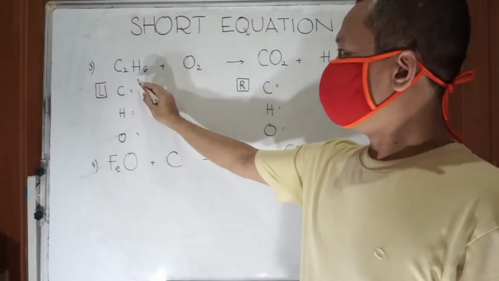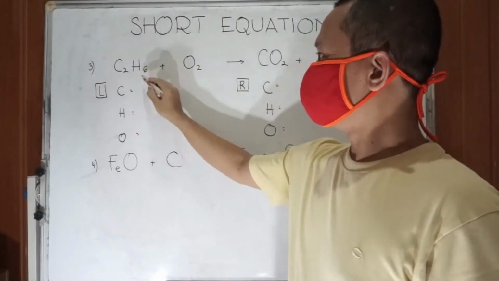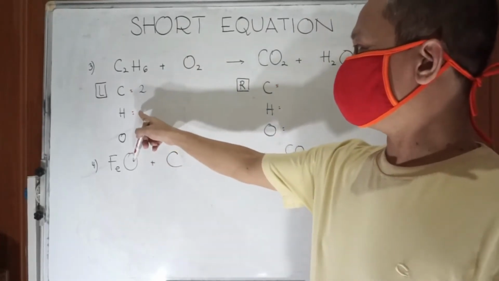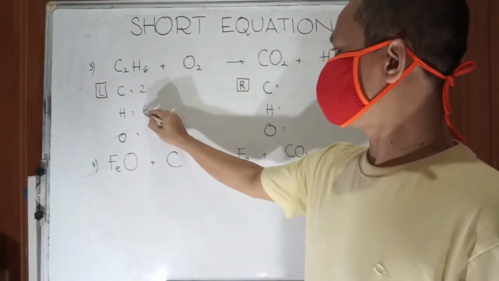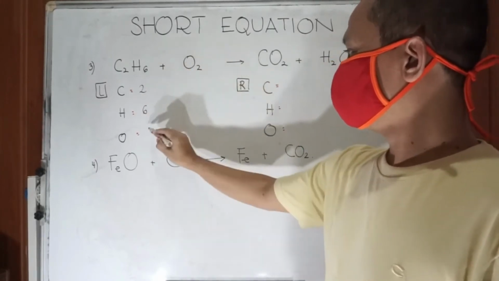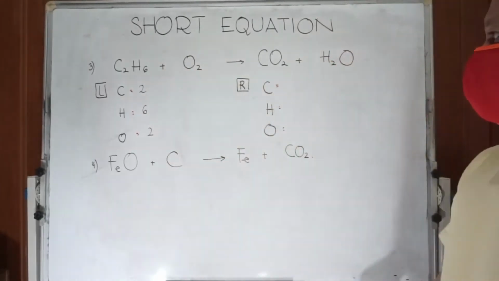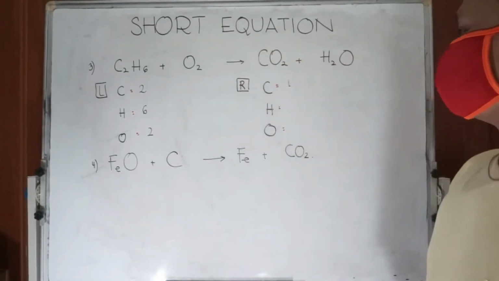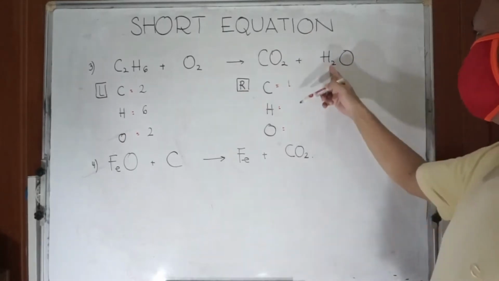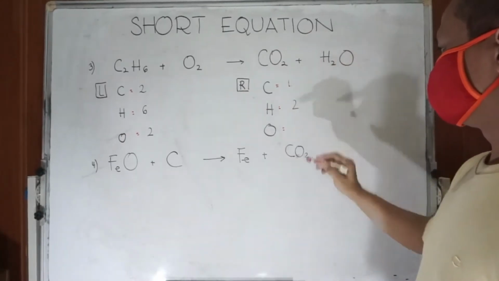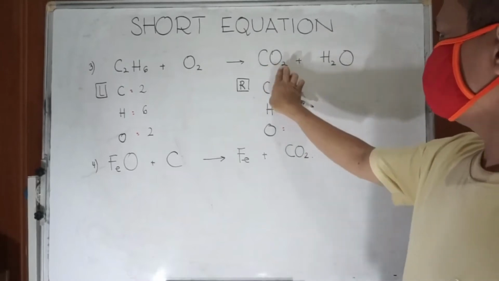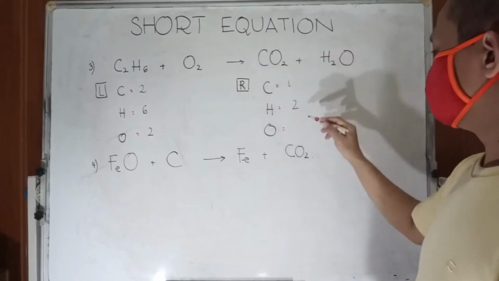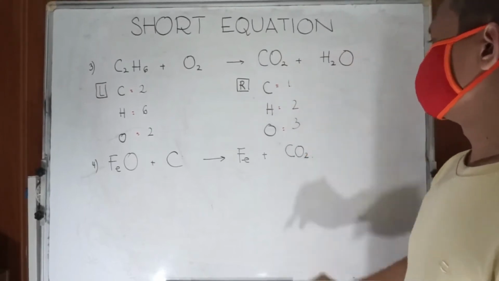On the left side: carbon 2 atoms, hydrogen 8, oxygen 6. On the right side: carbon 1, hydrogen 2, and oxygen 2 plus 1, so 1 times 1, 1 times 2, 1 times 1, totally 3.